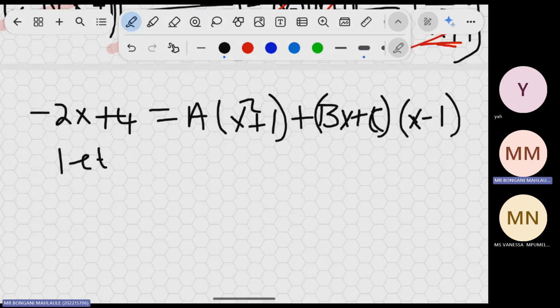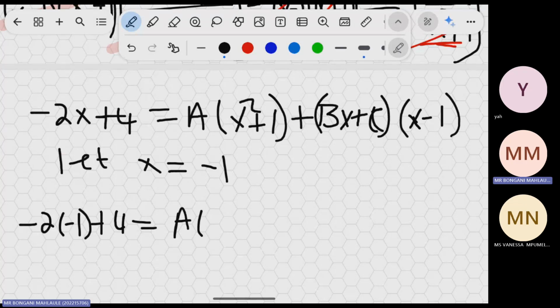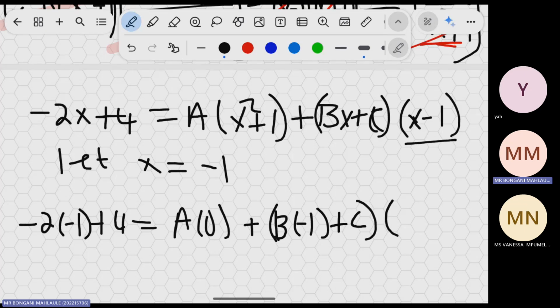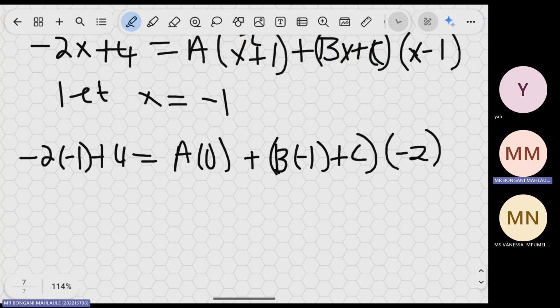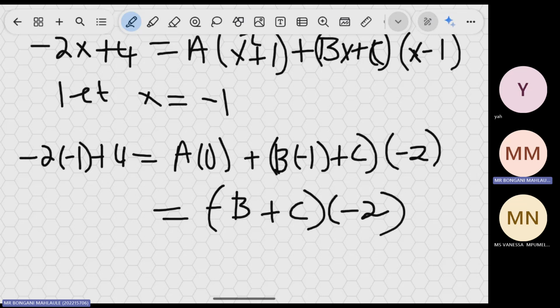So now I'm going to let my x be equal to negative 1. Then I know I will have this. This will be 0, 1 plus c. Then this one, if it's negative 1, it means I'll have negative 2. Now, we'll be left with negative b plus c, right, times negative 2.